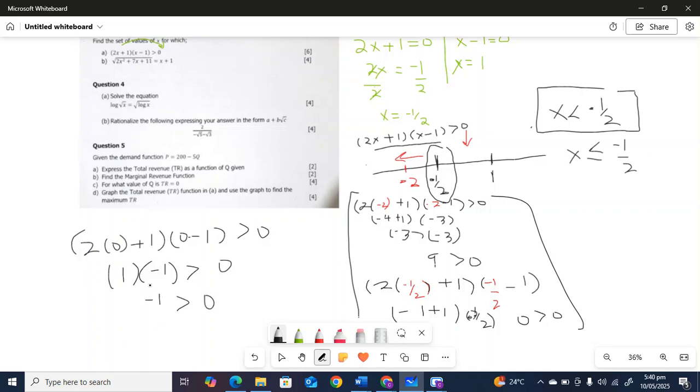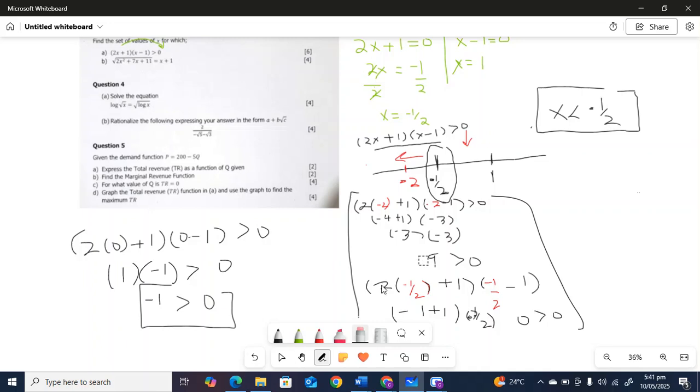So this is not true. Negative 1 is not greater than 0. So basically, this range from negative half and 1, there are no values of x, because if you choose any value from this range, it won't hold the inequality true. Because this is the game that's happening here. We're just picking values from these ranges to see if the values we pick in that range hold the inequality true. So this range between negative half and 1, it's not part, so we can ignore it.